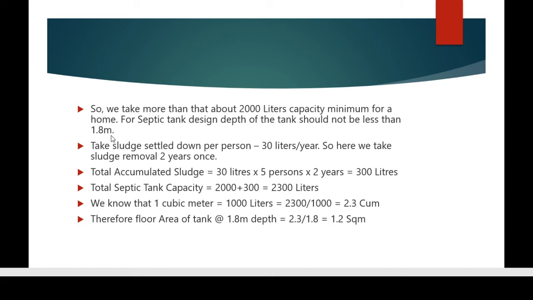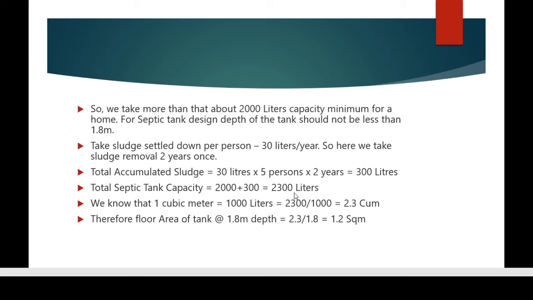We are taking an approximate sludge settle down per person equal to 30 liter per year. So we take the sludge removal 2 year once. Total accumulated sludge is equal to 30 liters into 5 persons into 2 years, so 300 liters. So total septic tank capacity is equal to 2000 plus 300, 2300 liter.